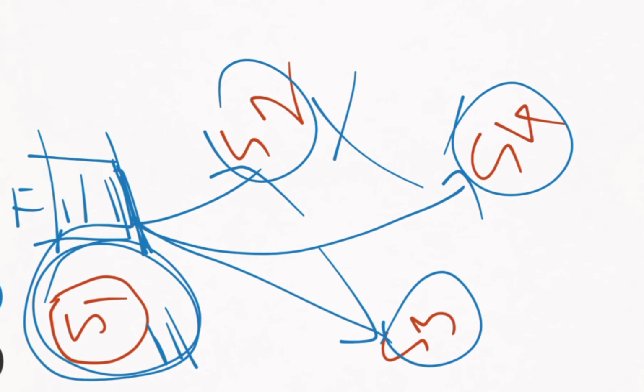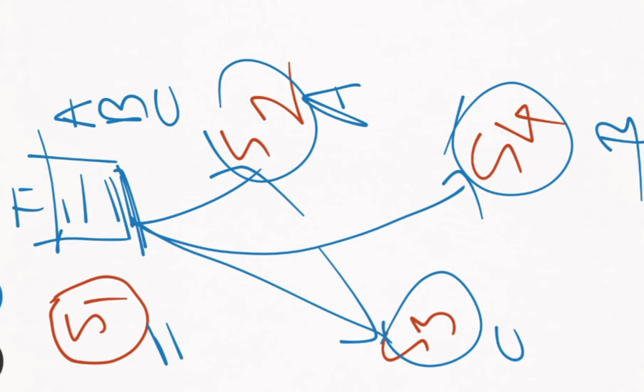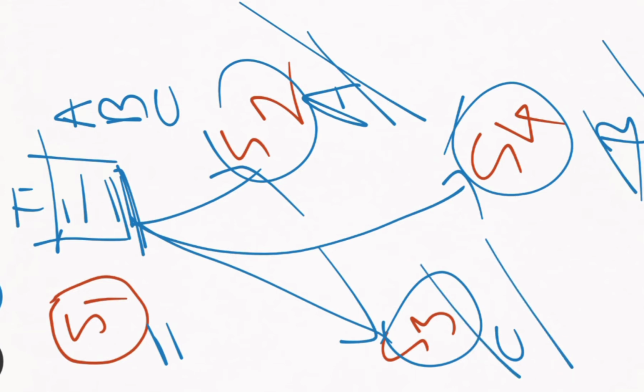For example, this particular transaction T1 wants to update data item A, data item B and data item C, where data item A is present on site S1, data item B is present on site S4 and data item C is present on site S3. In that case, parts of this transaction will access data item A, data item B, data item C and then it will get executed. So this is nothing but a distributed transaction, right?